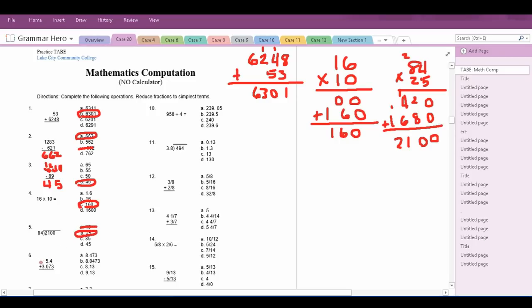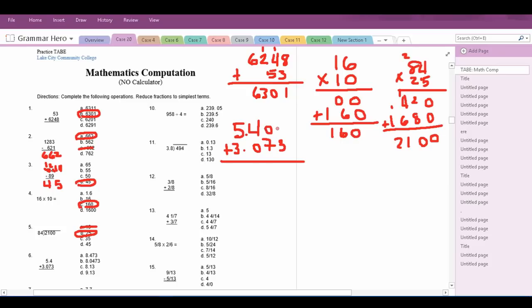Okay, now we're adding decimals. The key to this is lining up your decimals and then adding up and down. As you can see here, they try to trick you by not aligning it well. So let's go ahead and do that. We got 5.4 and 3.073. Okay. Now that we have our decimals lined up, we can go ahead and do this one.